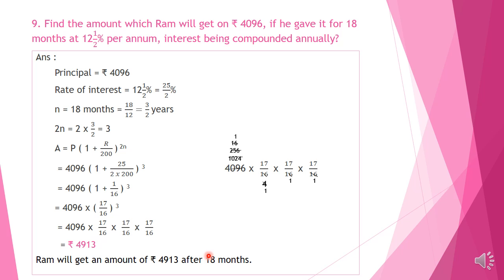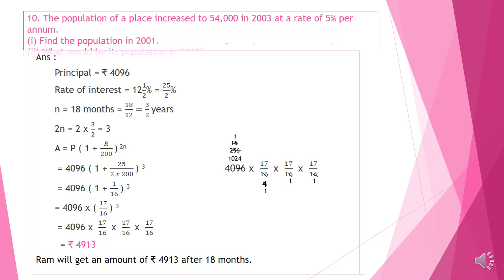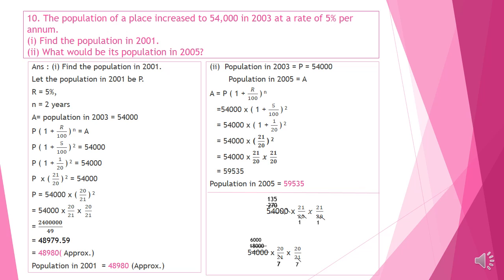Okay children. Question number 10. The population of a place increased to 54,000 in 2003 at a rate of 5% per annum. First one, find the population in 2001. Second one, what would be its population in 2005?